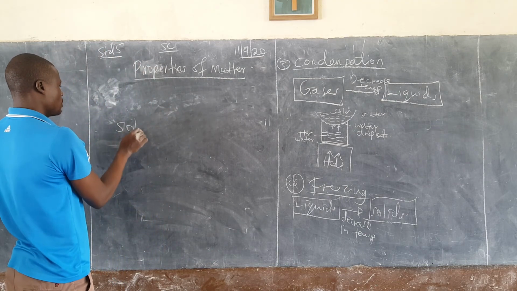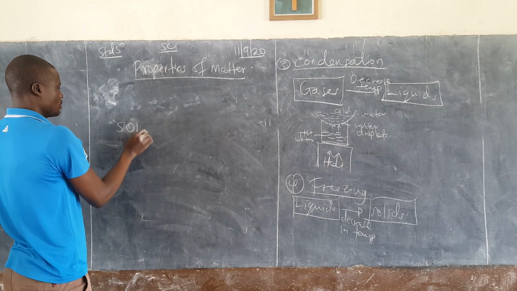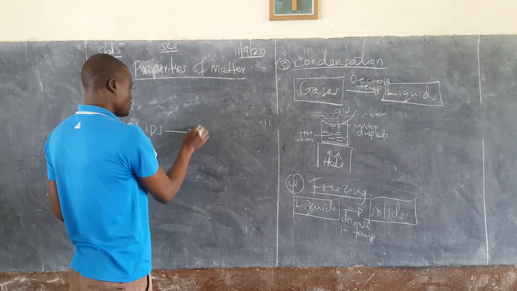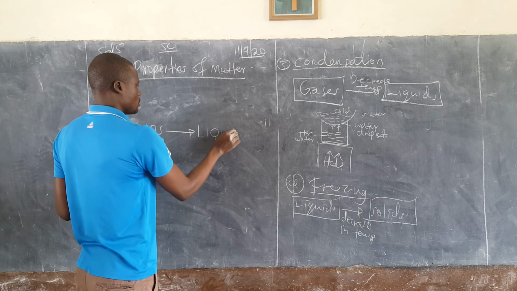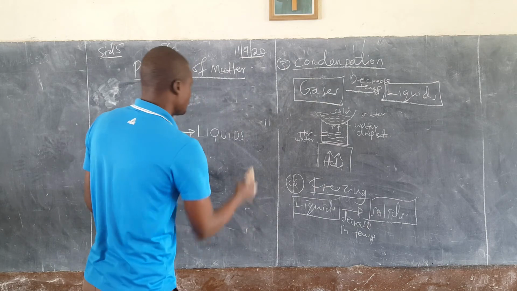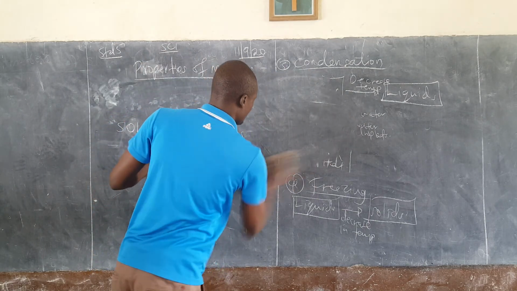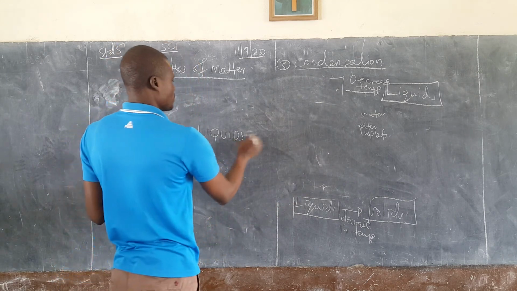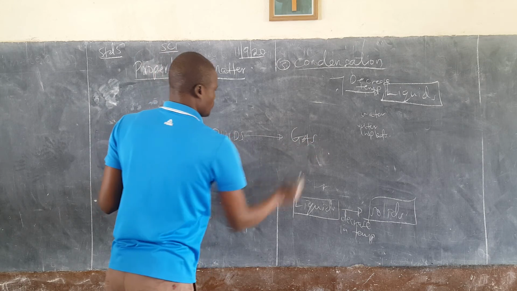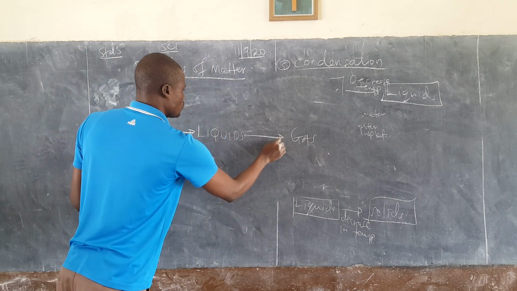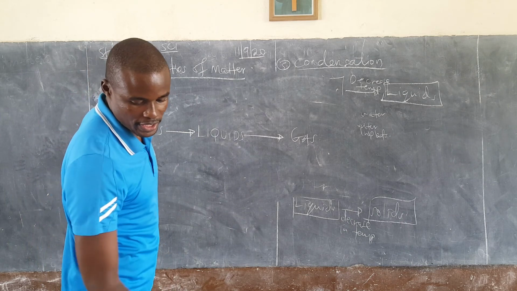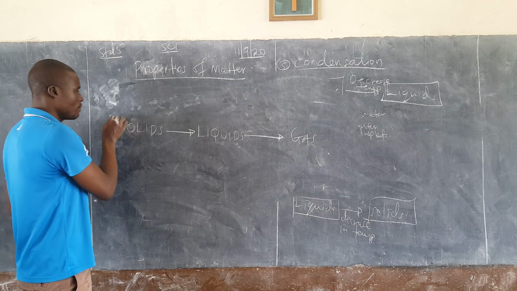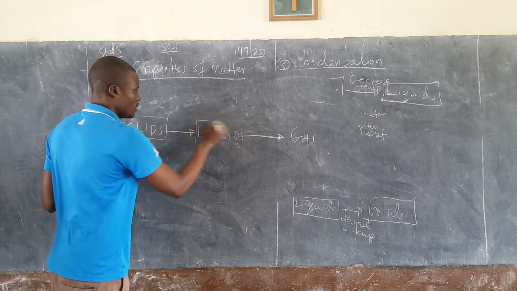We have, let me write in capital letters, solids changing into liquids, liquids changing into gas. So these processes here are what one will see. Which one do we decrease, which one do we increase? So liquids directly, solids to, let me draw some boxes here to make you see them well.